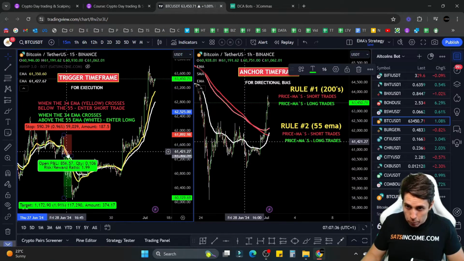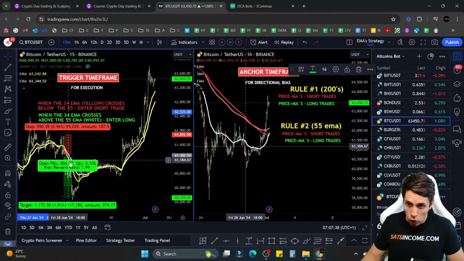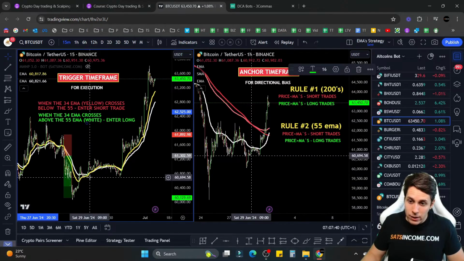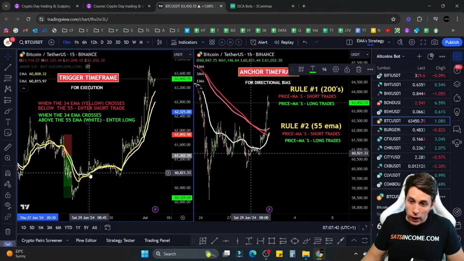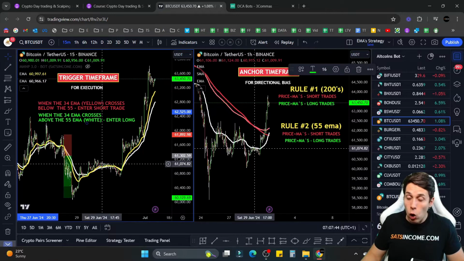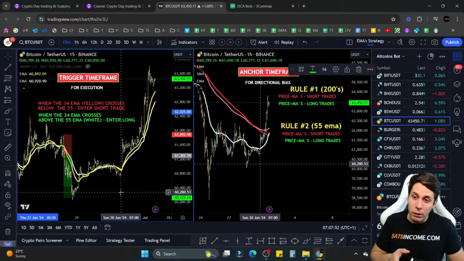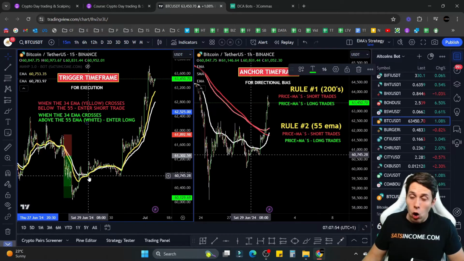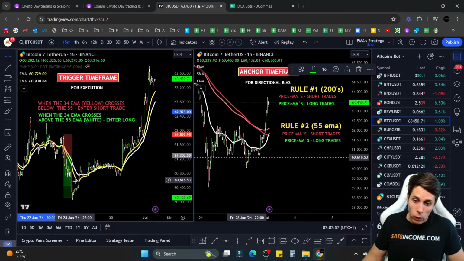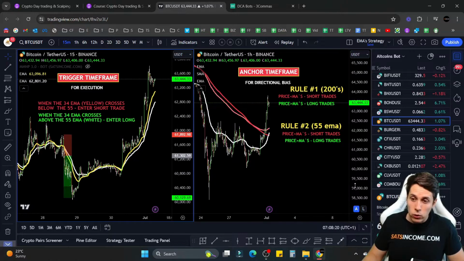So you enter on a bear cross when the yellow line crosses below the white line, right? And you exit on a bull cross when the yellow line crosses above the white line. Or you have a 2 to 1 reward to risk ratio, something like that. I mean, you either have a predetermined take profit target or you don't, and you are just waiting for a cross. These are the rules for the strategy. If you guys have any questions, please let us know.